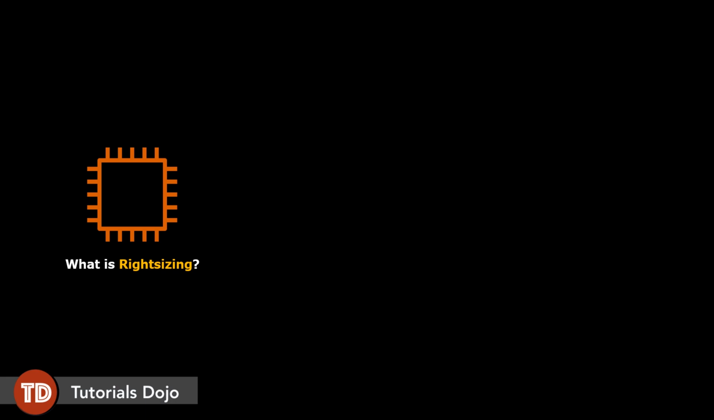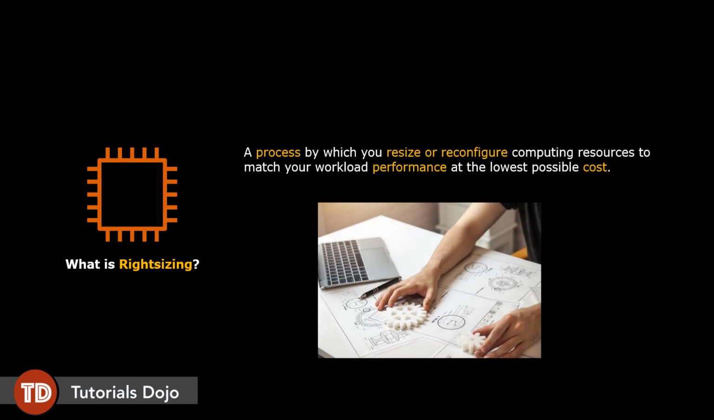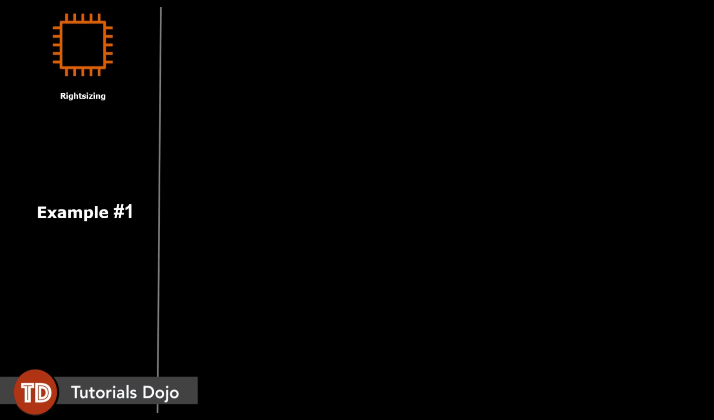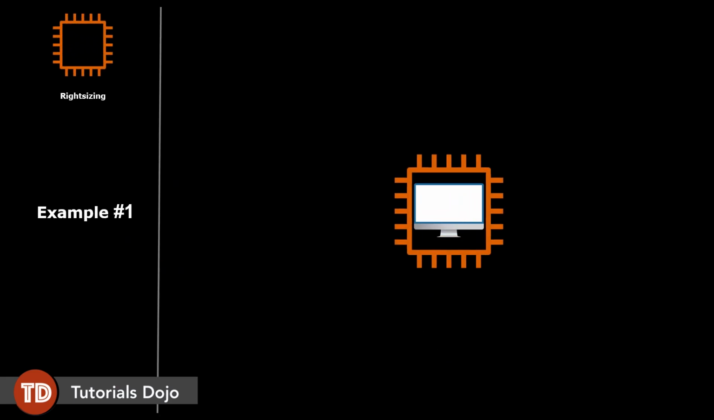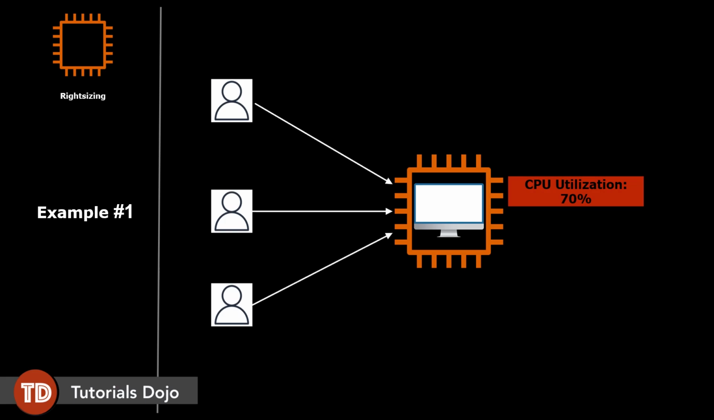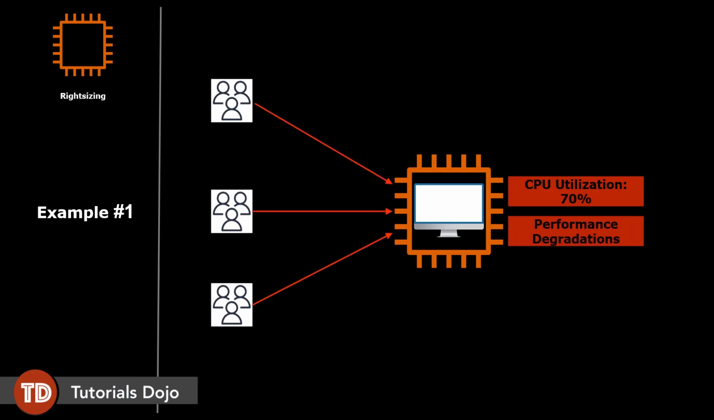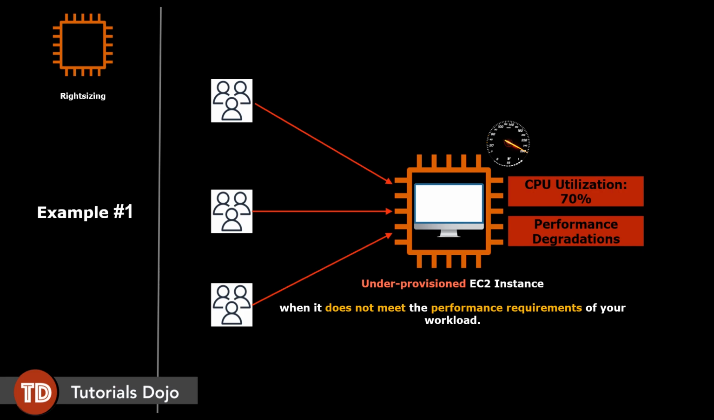So, what is rightsizing? Rightsizing is the process by which you resize or reconfigure computing resources to match your workload performance at the lowest possible cost. Let's make an example to understand rightsizing better. Suppose you have an application hosted in an EC2 instance and you often see your CPU utilization at around 70% even with minimal users. And you notice performance degradations, for example, when all your users are active or your application performs a compute-intensive task. You might have an under-provisioned EC2 instance.